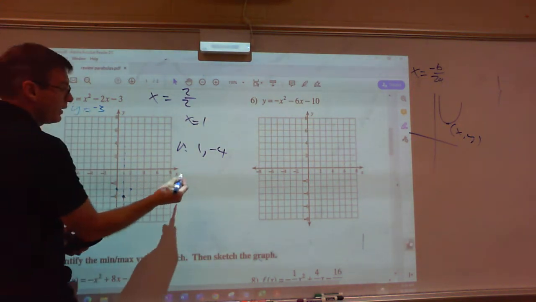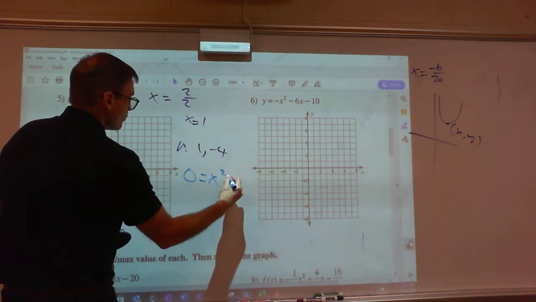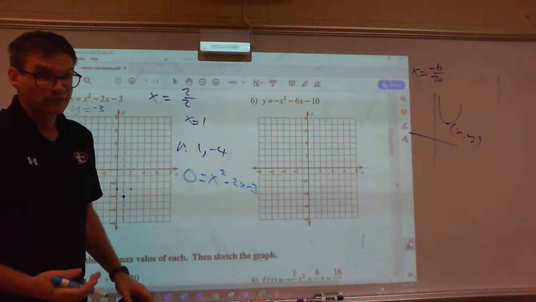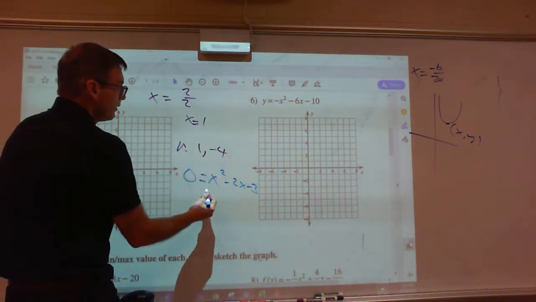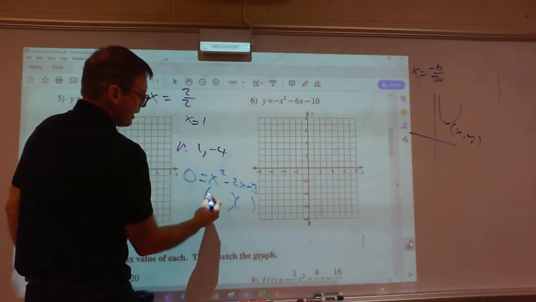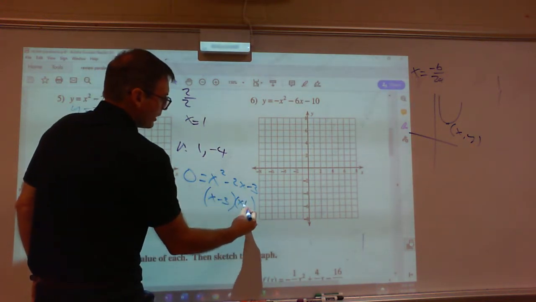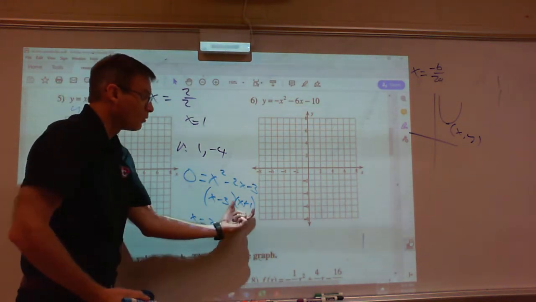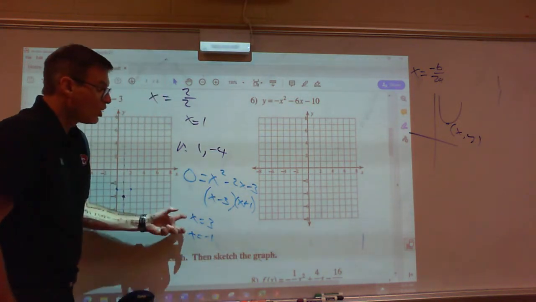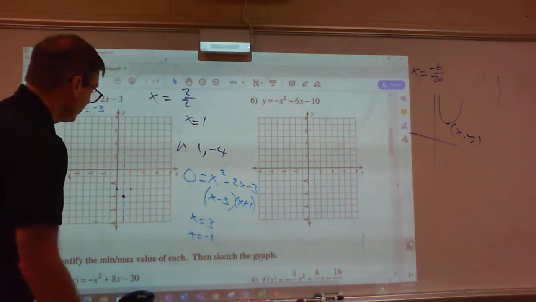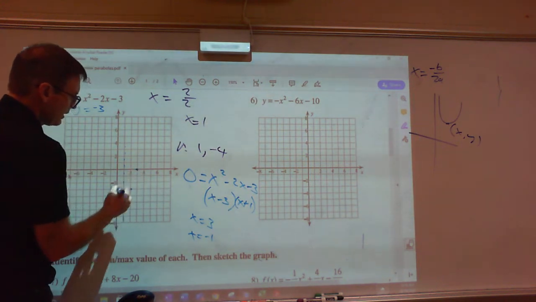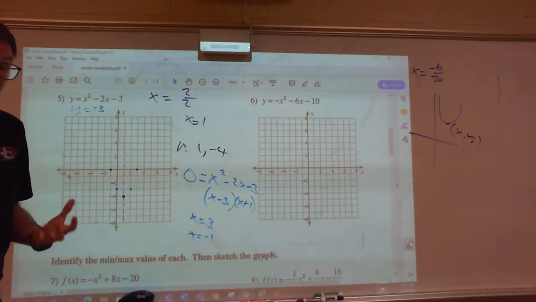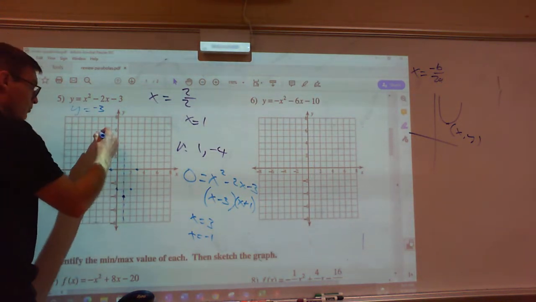So if I plug in 0 for y, I end up with 0 is equal to x squared minus 2x minus 3, and I want to solve. Well, how do you solve that? What we did yesterday and the day before is we do 2 sets of parentheses. This is (x minus 3)(x plus 1). And I want to know, what makes this 0? What makes that 0 is x equals 3. What makes that 0 is x equals negative 1. We just found our x-intercepts, meaning at 3, it crosses the x-axis, and at negative 1, it crosses the x-axis. So without doing too much work, I actually have an idea of what this parabola looks like.